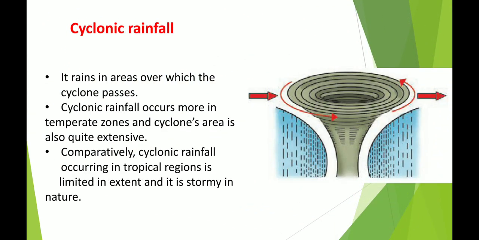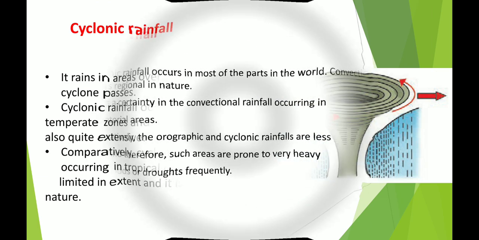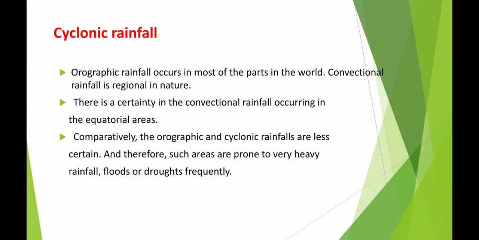Next, now you can see in the picture how the cyclones are formed. As the cyclones move forward, that area receives heavy rainfall. Orographic rainfall occurs in most parts of the world. Convectional rainfall is regional in nature. If you observe figure number 5.7, world distribution of rainfall, you will see that orographic rainfall occurs in most parts of the world, convectional near the equatorial region, and cyclonic in temperate regions.